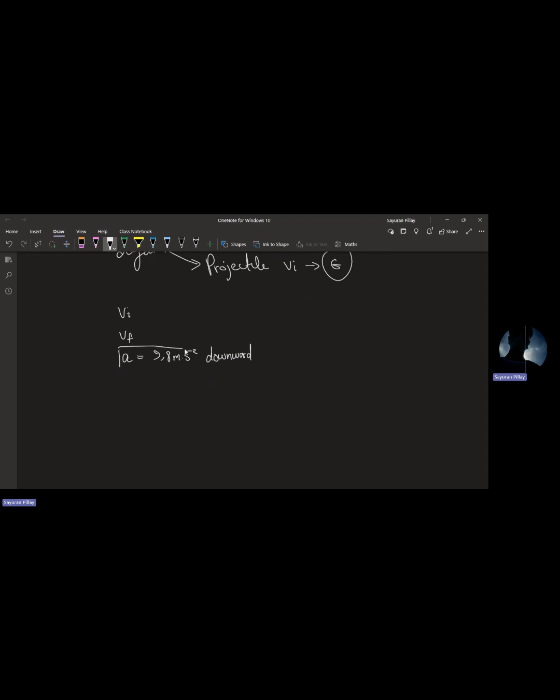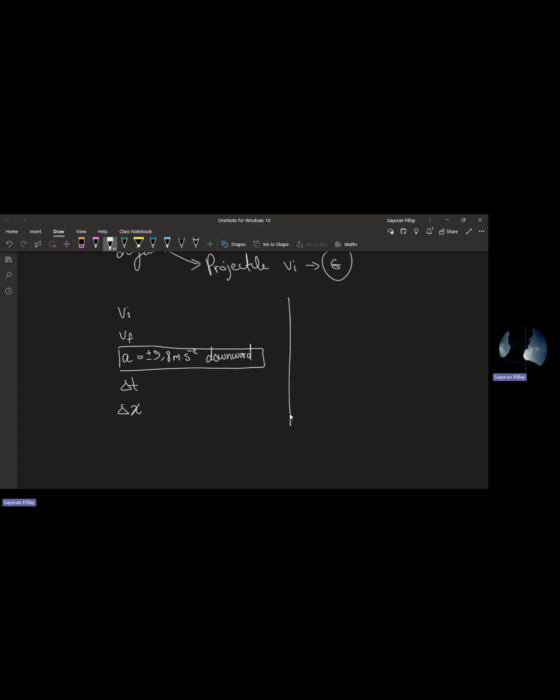So this is basically a constant that we can say, and the sign, whether it's plus or minus, will depend on what direction you take to be positive or negative. So that's quite important. Your frame of reference is important, so note that. Time, okay, how long has passed, and of course our displacement. So these are the 5 variables.